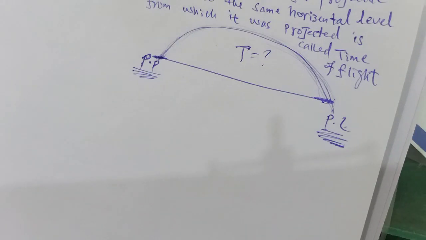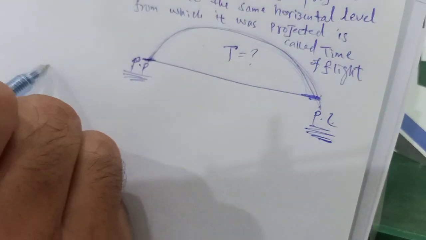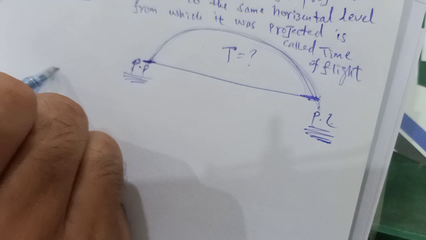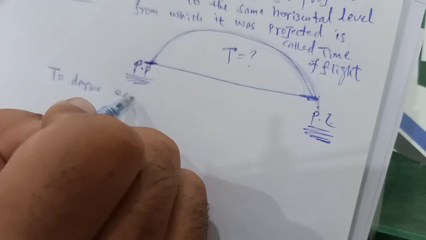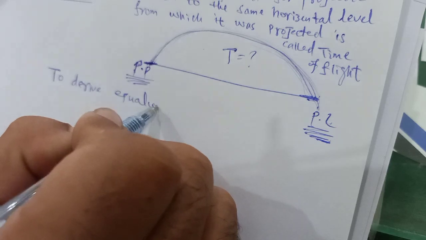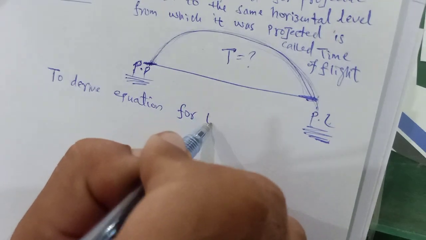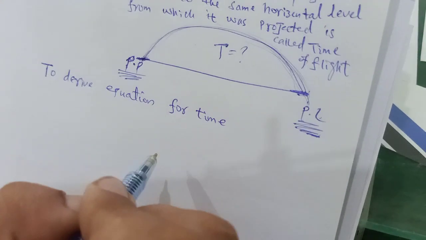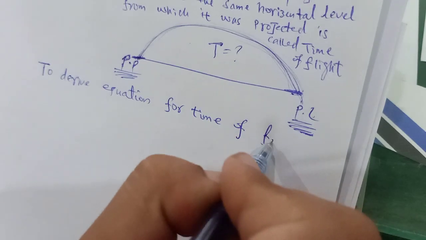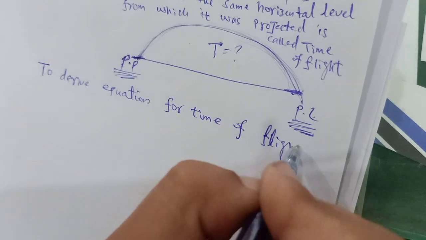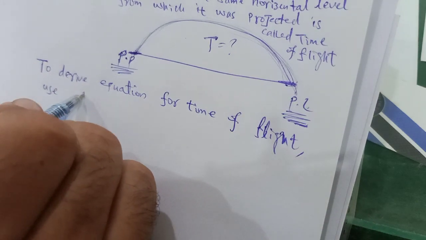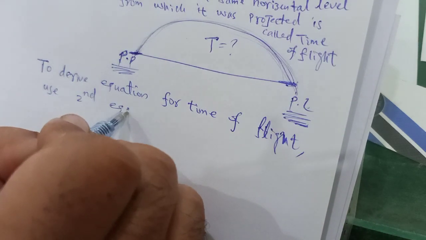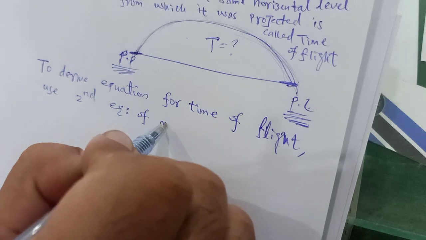Right? Now, to derive the equation for time of flight for projectile, we will use the second equation of motion.